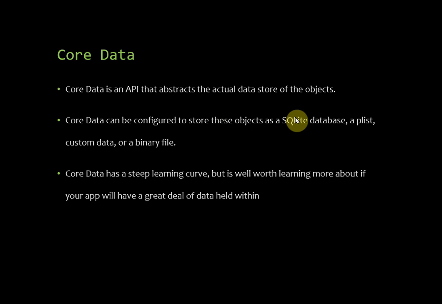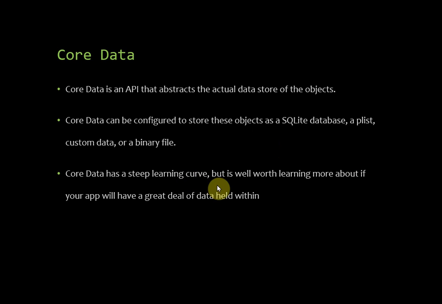This is also for your offline storage. It is an API, and its purpose is to abstract the data store of the object. It can be configured to store the object as a SQLite database, a plist, custom data, or a binary file. So that is how you can store the data in Core Data.